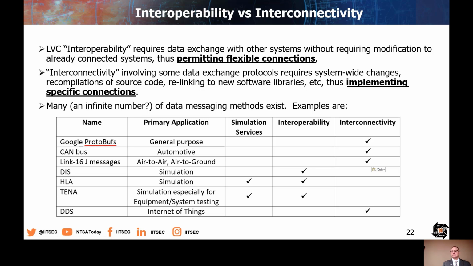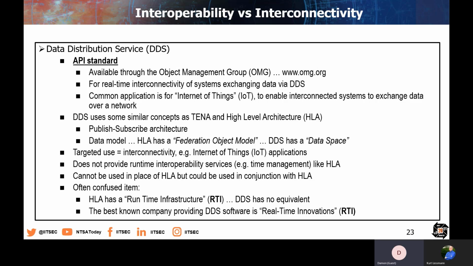And you see the checkboxes here where we try to show which ones lean more on the interoperability side, which is generally the more flexible side towards LVC and simulation connectivity, and the interconnectivity side, which is more about taking 2 or 3 or 4 or n number of systems and making them work together. So Data Distribution Service is a type of interconnectivity system that has many similarities to HLA and TENA. So we'll provide a little more detail here and try to clarify some of the terminology and the details.